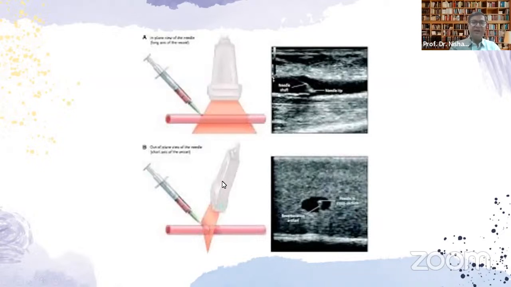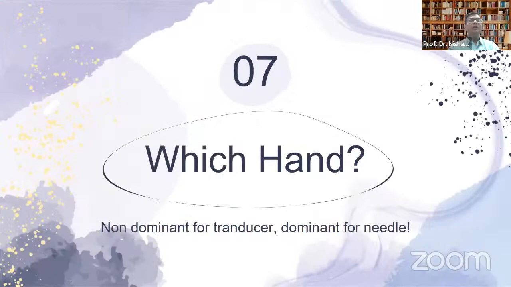If your needle direction is perpendicular to the long axis, then it is out of plane. Now, which hand to use? Whenever you're doing a procedure, it is always better to use the non-dominant hand for the transducer and your dominant hand for the needle. If you're a right-handed person, you train yourself to hold the probe with your left hand, acquire the images with your left hand, so that you can use the needle and give the block with your right hand, and vice versa for a left-handed person.